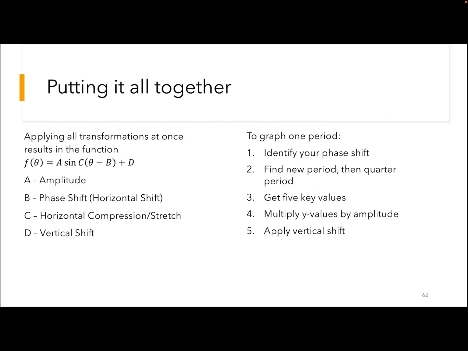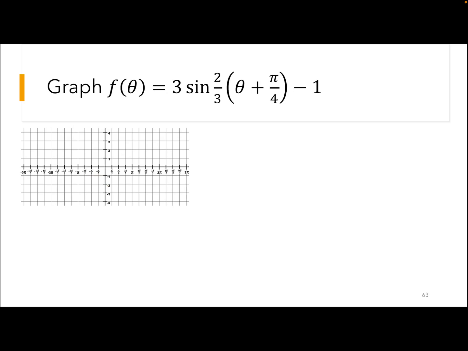Now, the last thing that we can do is put all of this stuff together. So we could have an amplitude, some value multiplied by the angle, it shifts horizontally and it could also shift vertically. Now to do that, the first thing that we have to do is identify the phase shift. This is our phase shift, the theta minus b. The second thing that you need to do is get that new period. The third thing that you have to do is get your key values. The fourth thing that we do is multiply those y values in the sine table by our amplitude, and then we apply our vertical shift.